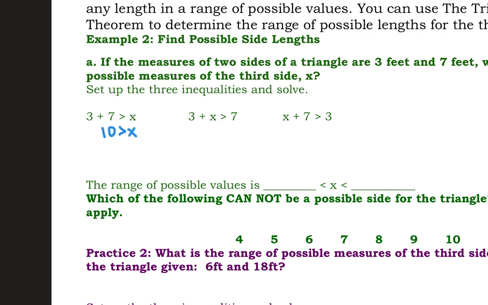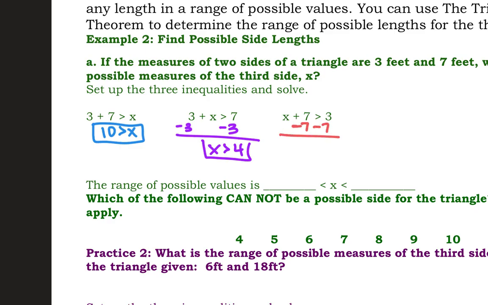All right, look at the next one. What should I do here? Add the 3? Minus the 3. All right, let's minus the 3. 7 minus 3 is? 4. And then you're done with that one, right? There's nothing else you can do with these. All right, do the next one. Let's minus 7. Minus 7, minus 7. X has to be greater than negative 4.